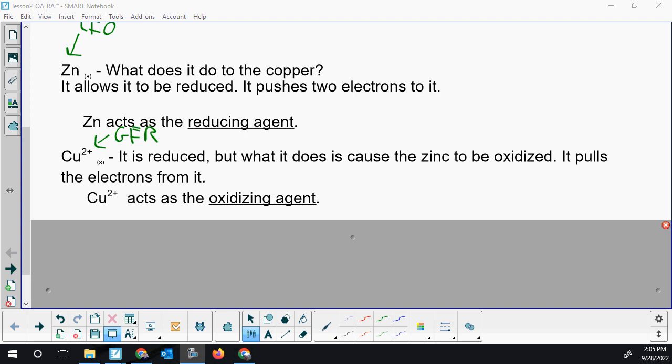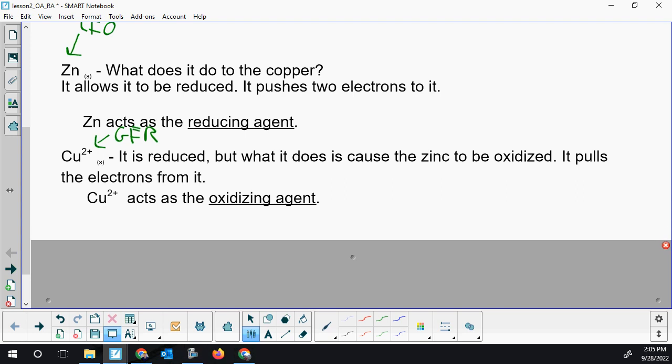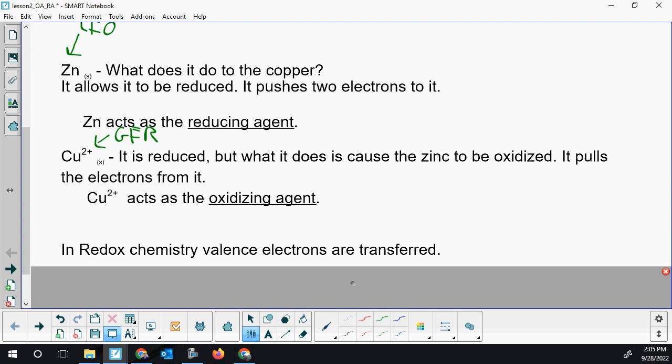oxidized. I talk about electrons a lot, but I will not clarify after this that it's always valence electrons. It's always the outermost electrons that are being transferred. So if you remember way back to the Bohr model of the atom with these rings of electrons, it's the ones on the outside that are being transferred.